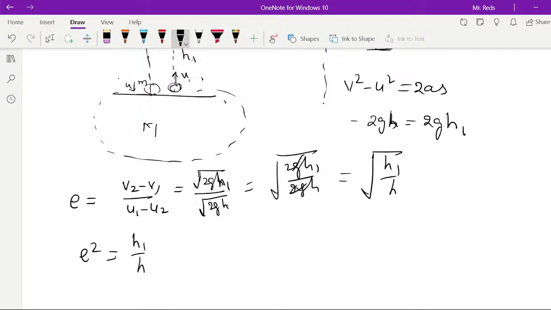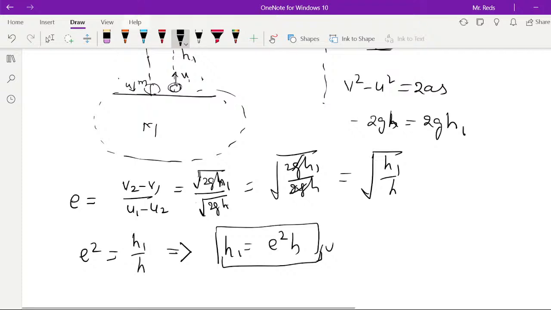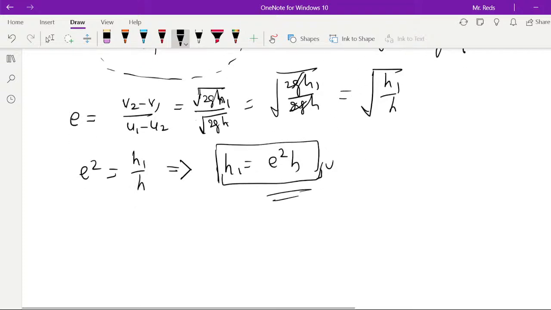So the height raised after the first collision is h1. This is what we are supposed to find. h1 is equal to e square h, the height raised after first collision in terms of the height from which it has fallen. This is the relation you have to use. After first bounce, the height raised is this. After second bounce, e to the power 4, third bounce e to the power 6, like that. After the nth bounce, you have to write a general formula here.